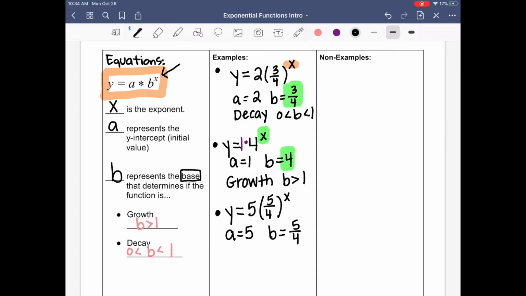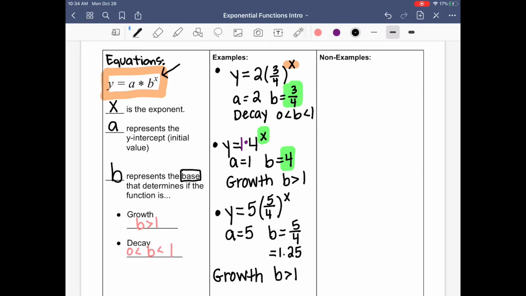A lot of students are going to say, oh, well, 5 over 4, that's a fraction, that's got to be decay. A fraction does not represent decay. If I actually take 5 over 4 and divide that, I get that my base is 1.25. Well, my base of 1.25 is greater than 1, so this is going to represent growth. So just be careful when you're looking at these types of problems. Make sure, is it greater than 1 or less than 1?